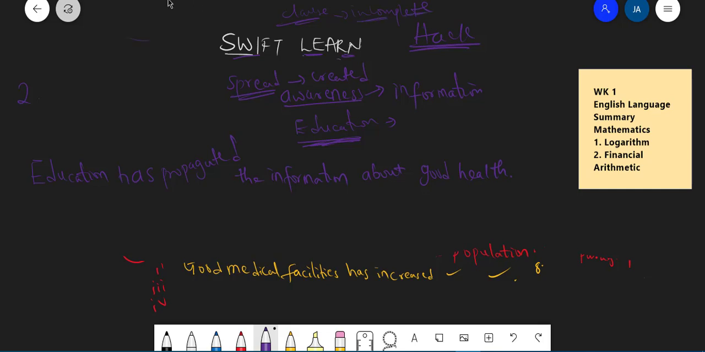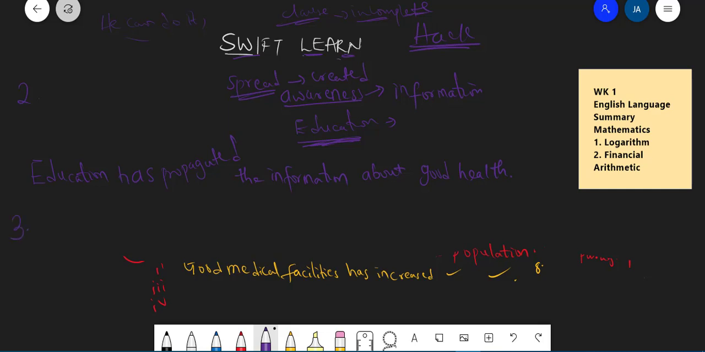For example, he can do it. What is he doing? You see that it's not complete. Or you can say he went to the hospital to do what? You get, like you said, without education, so and so. So I'm looking for something better than this. So I can say education has propagated the information about good health. So this information about good health has reduced what? Death rate. And we'll conclude on number 3.